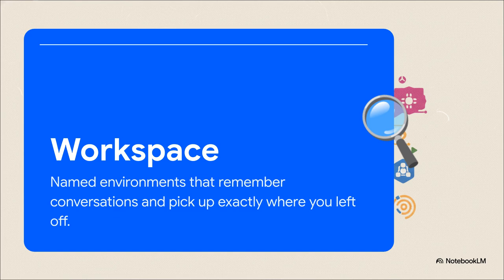FusionLLM AI fixes this with Workspaces. You get dedicated named environments, so one for each client, one for each project. Your copywriting work lives over here, your coding project's over there. Each workspace remembers its own specific conversations and picks up exactly where you left off. It finally organizes your AI the way you organize your actual business.